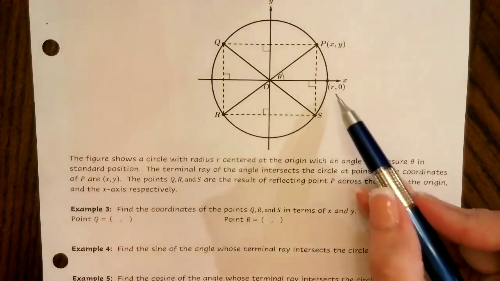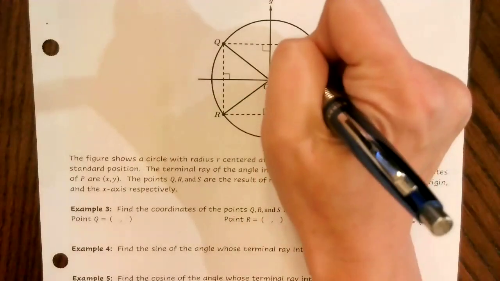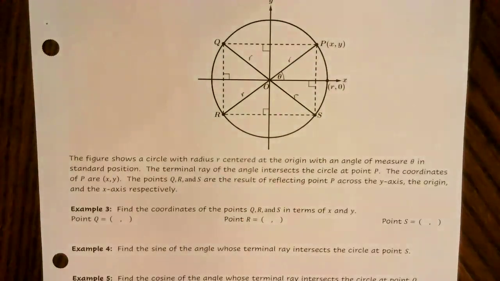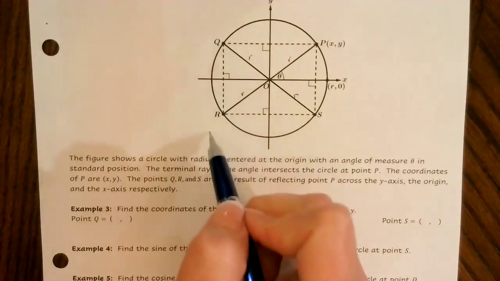Since they did not label it anything besides R, we know this part is R, this part's R, this part's R, and this part's R. Now we're looking for these points right here.